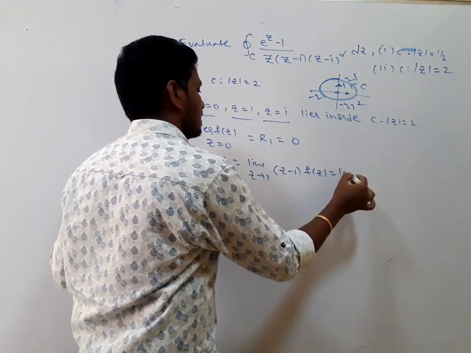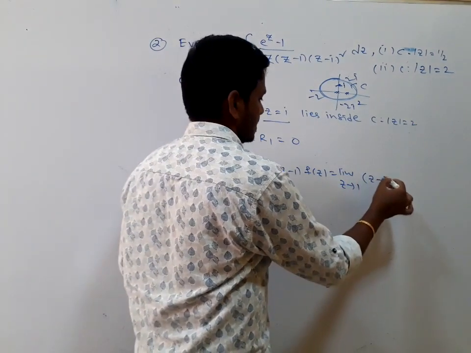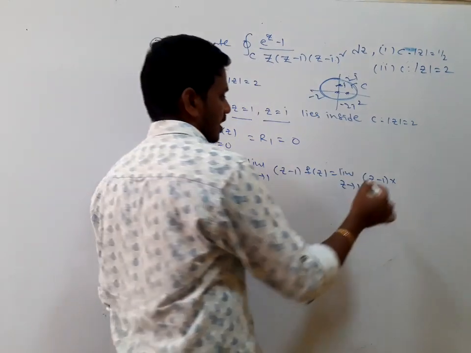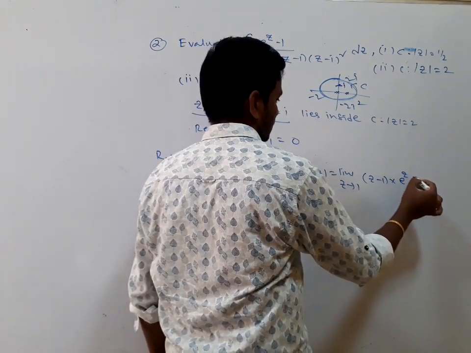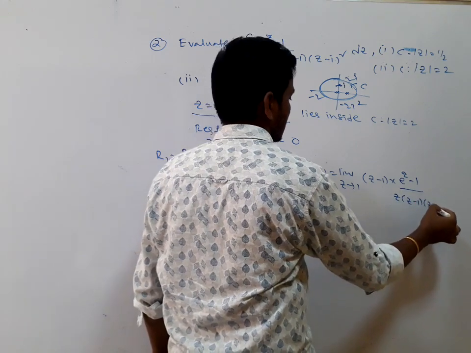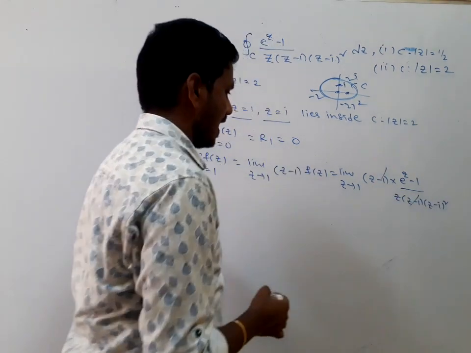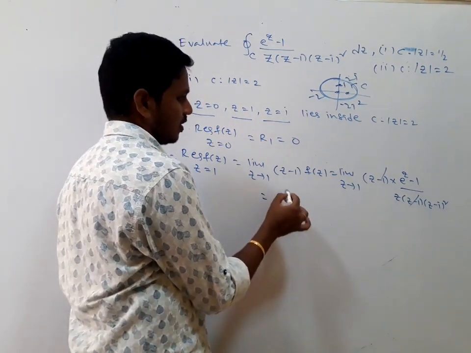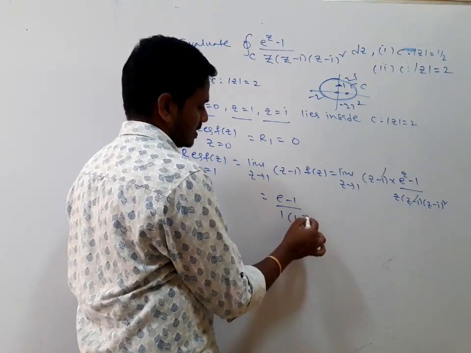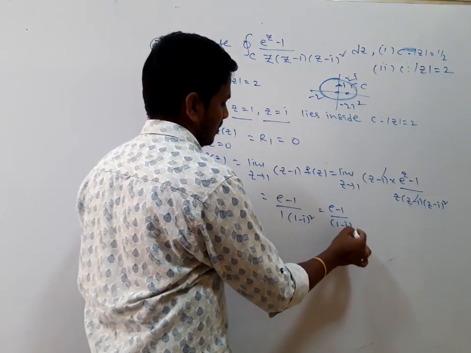So limit z tends to 1, z minus 1 into f of z. What do we have for f of z here? e to the power of z minus 1, divided by z into z minus 1 into z minus i whole square. So z minus 1 gets cancelled, and as z tends to 1, e to the power of 1 is e. So we have e minus 1 divided by 1 into 1 minus i whole square.